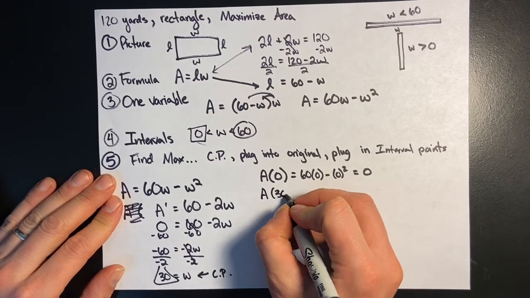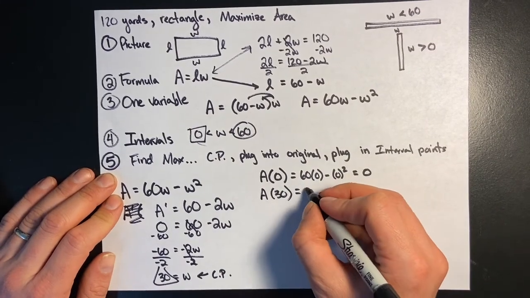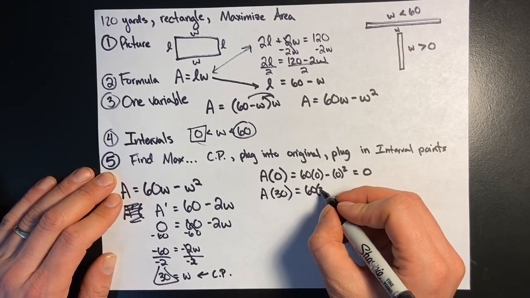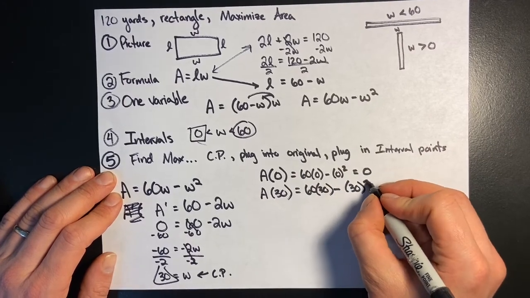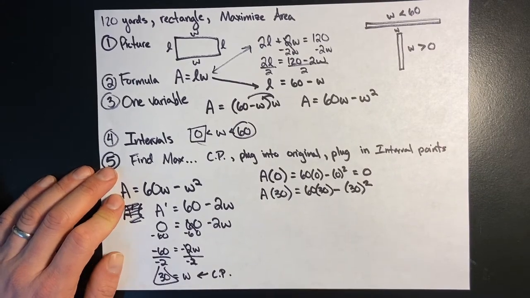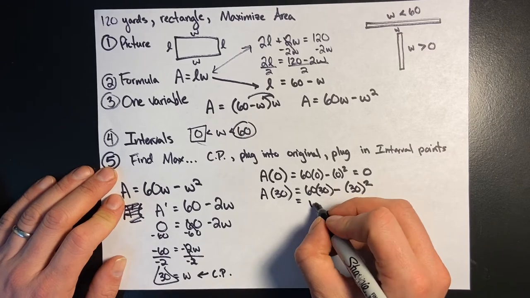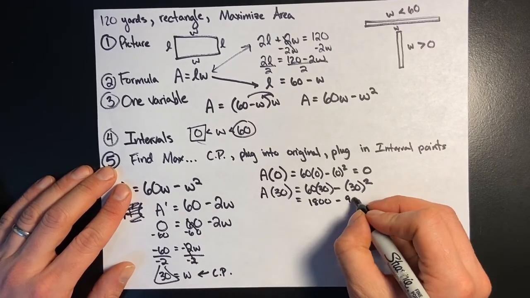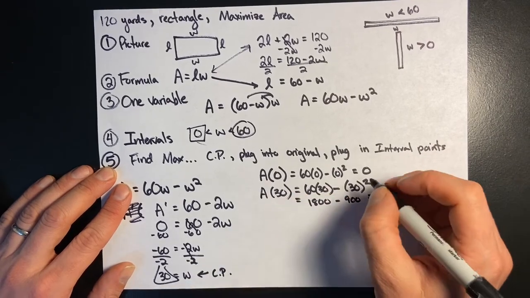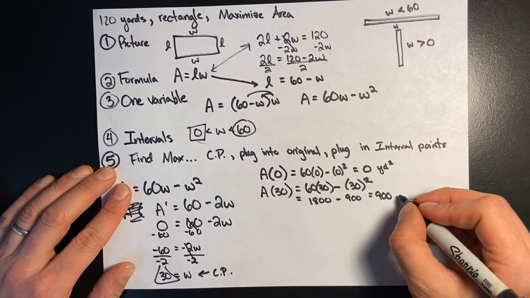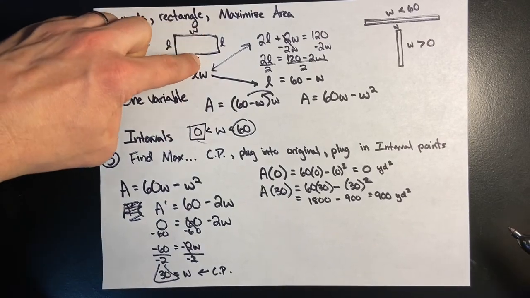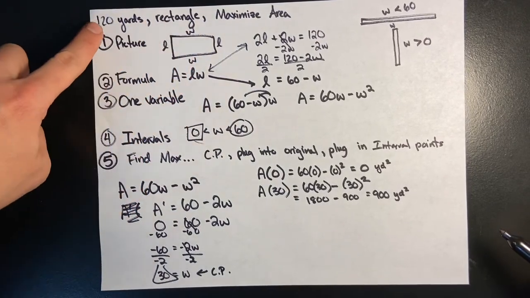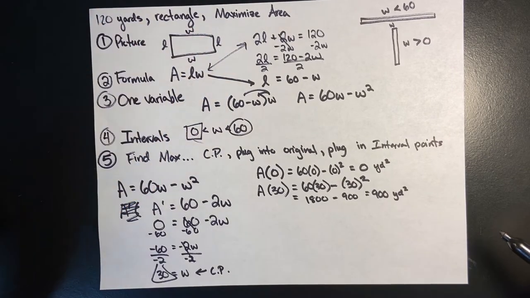If I plug in 30, I get 60 times 30 minus 30 squared. 60 times 30 is 1800, and 30 times 30 is 900. That gives me 900. So my area in this case is 900 yards squared. I have a width of 30 and a width of 30, which would give me 60 yards used, so the lengths have to be 30 and 30, which is 900 yards squared. So I have a square, basically. Oh, look at that. I wonder if that means anything.